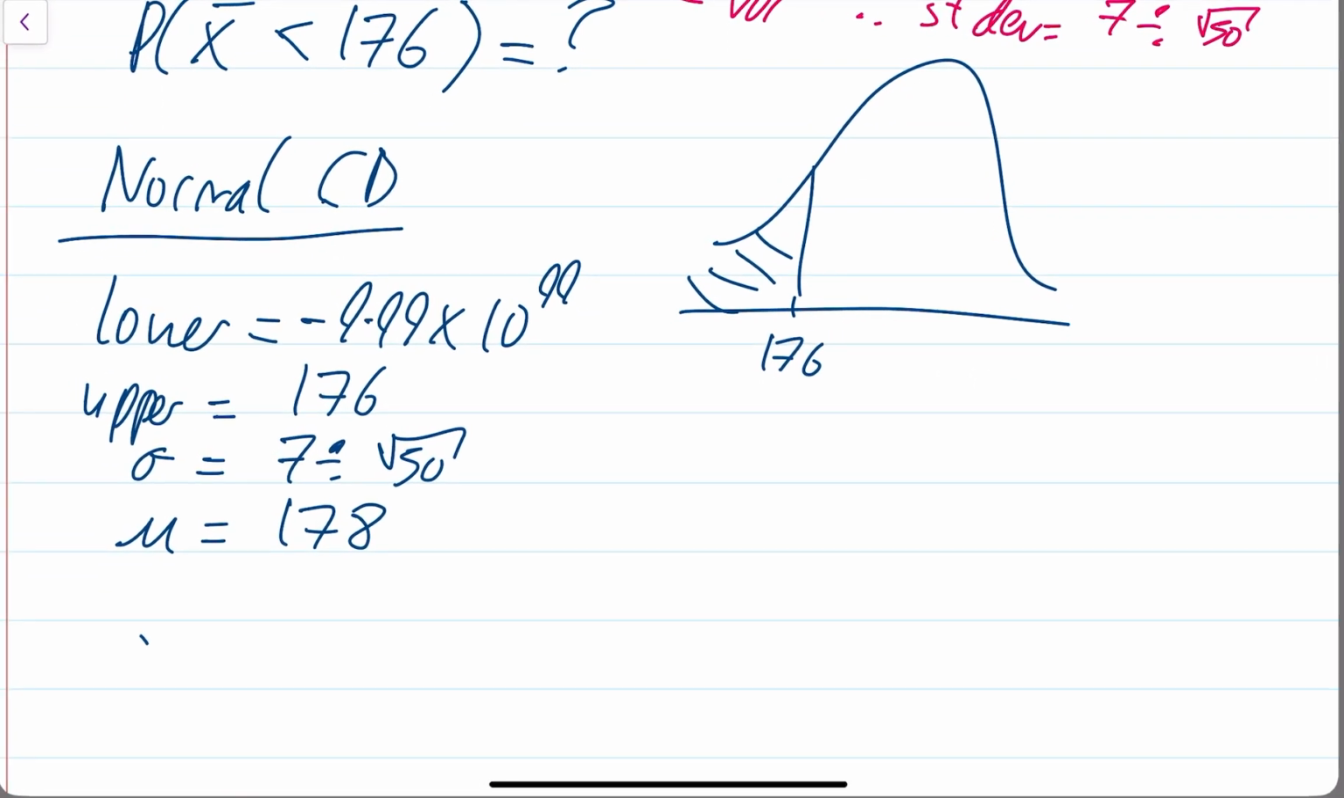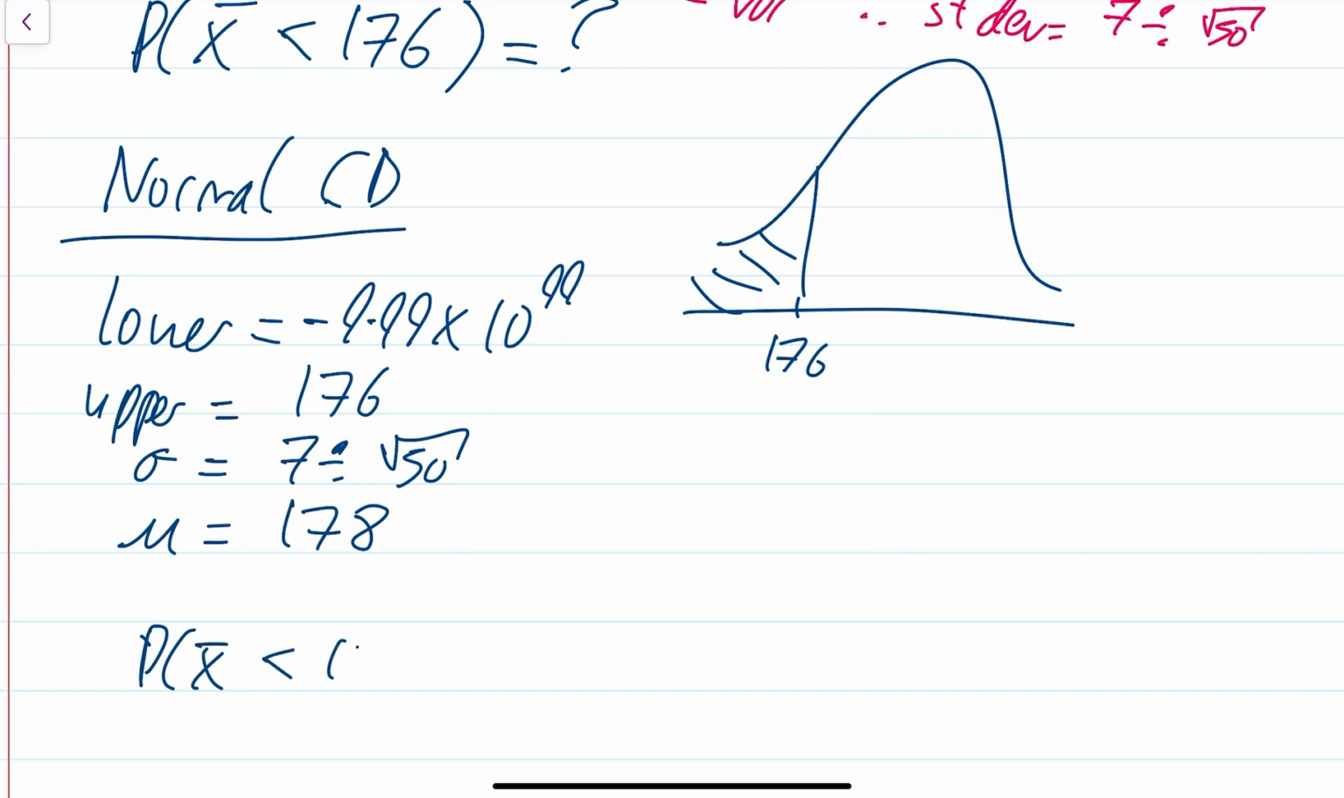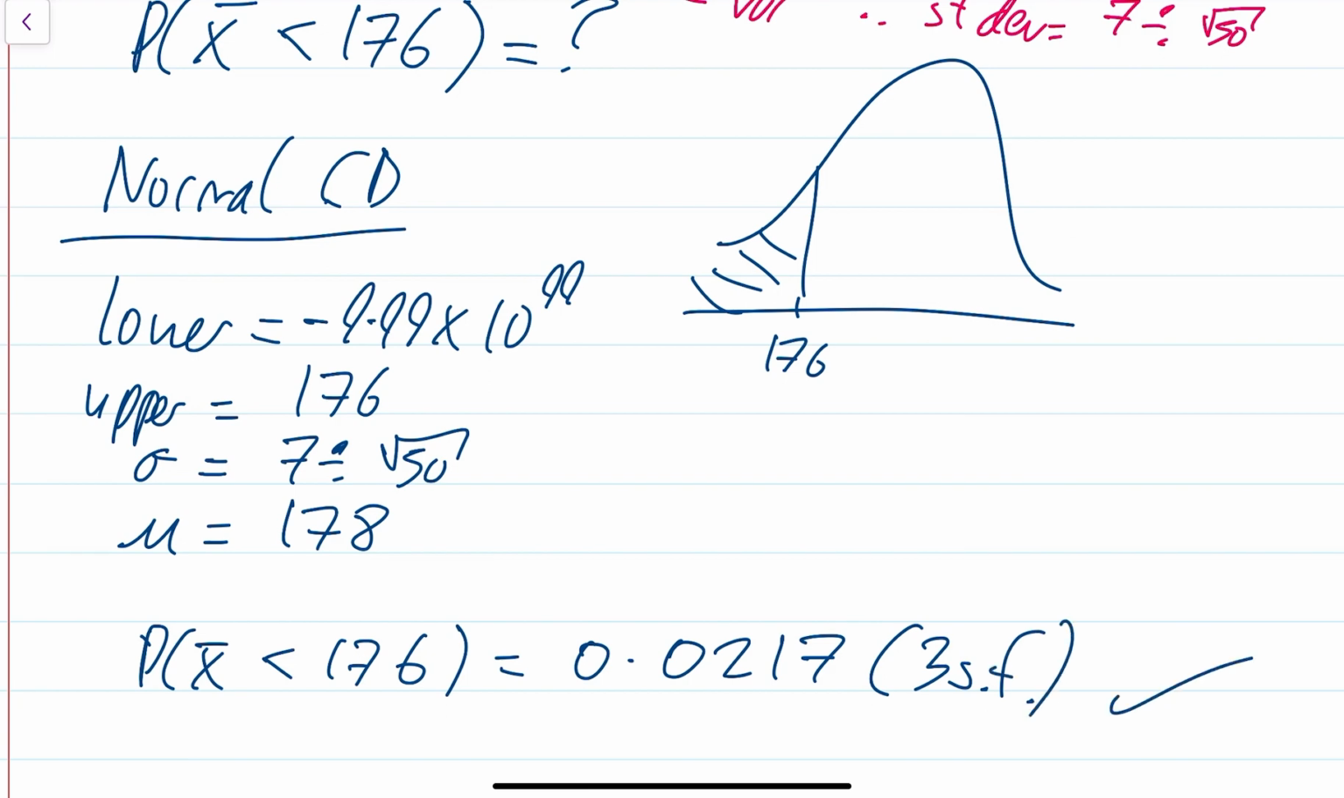So the probability that X bar is less than 176. A wee bit of working out to do here, bear with me. My lower is minus 9.99 times 10 to the power of 99. My upper is 176. My sigma is 7 divided by the square root of 50, and my mu is 178. Press equals, and I get 0.0217 to 3 sig figs. And that is it. Done.